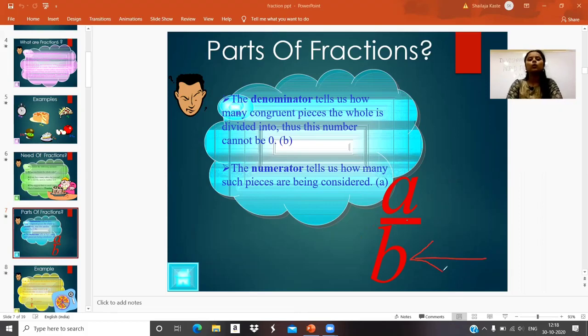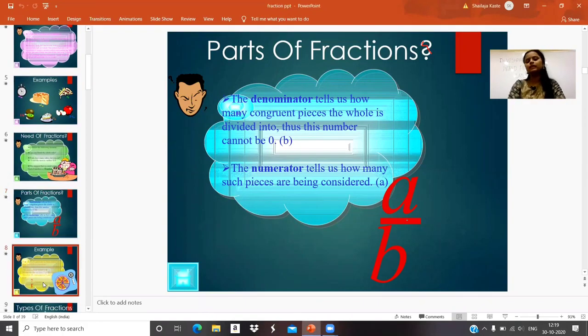I can say the denominator cannot be 0. Why is it so? Why can the denominator not be 0? Because we are making pieces of something, the fraction should be in particular numbers. We cannot say that we are dividing an object into 0 pieces, right? So B can never be 0. This is the basic thing about fractions: the denominator can never be 0.